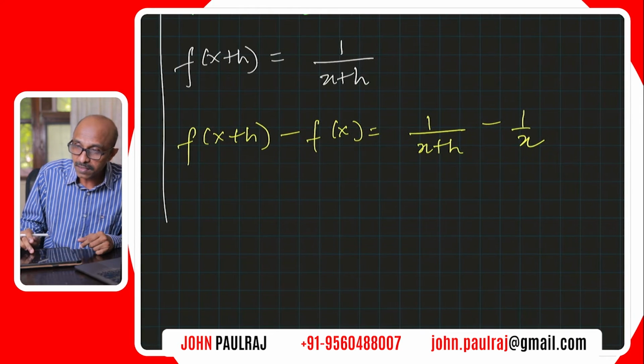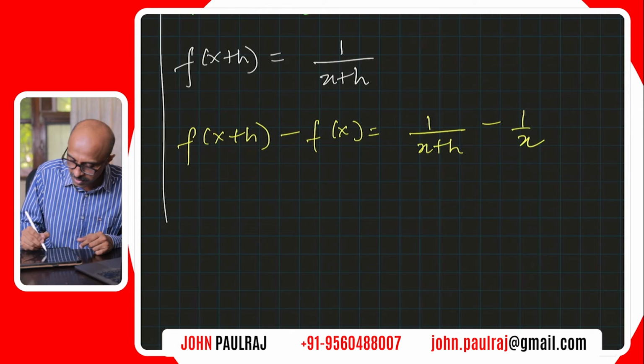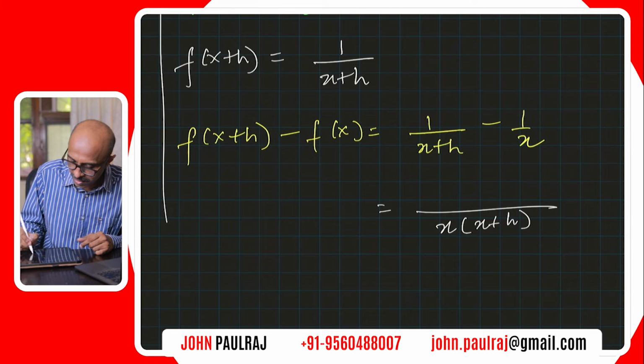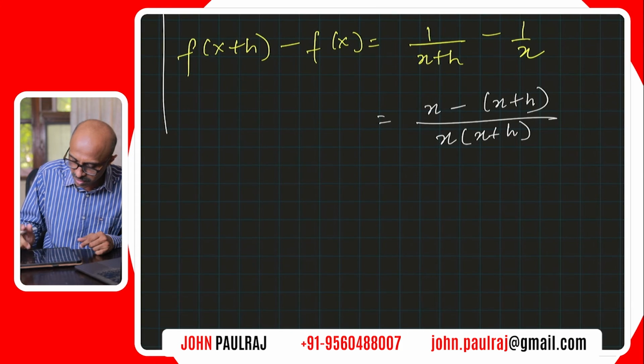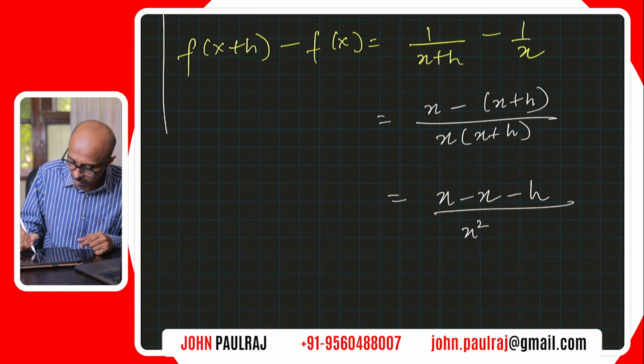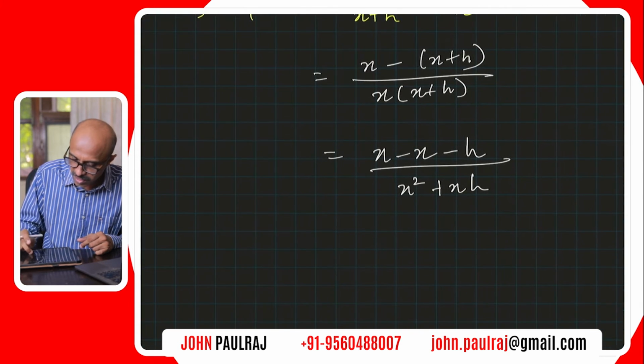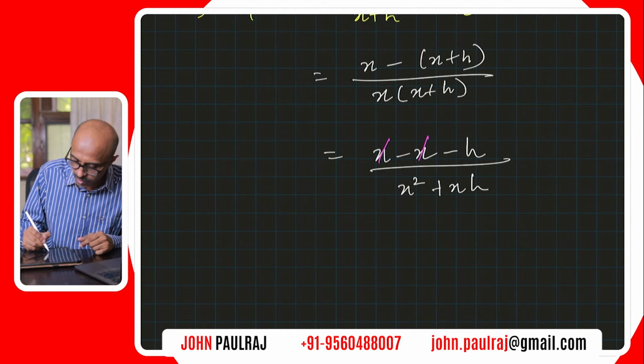Okay, can you see this? Cool. Now let's take the LCM. You should get the denominator as x times x plus h, and then when you cross multiply, you get x minus x plus h. The numerator of this term now reduces to x minus x minus h, and the denominator we've got x squared plus xh. The numerator, the x is out, and this reduces to negative h, and the denominator we've got x squared plus xh.